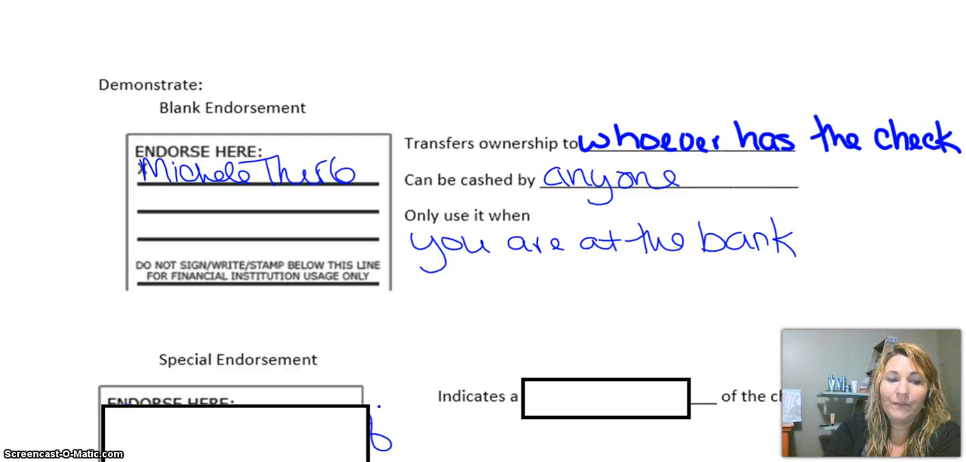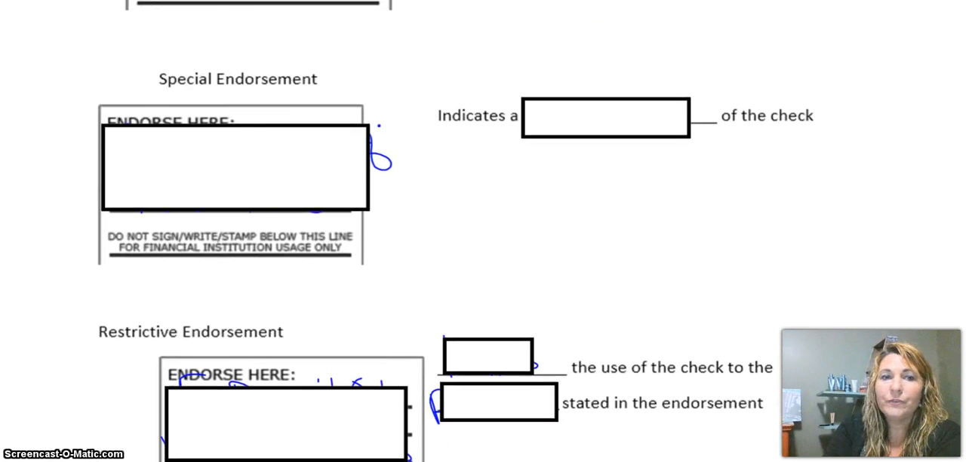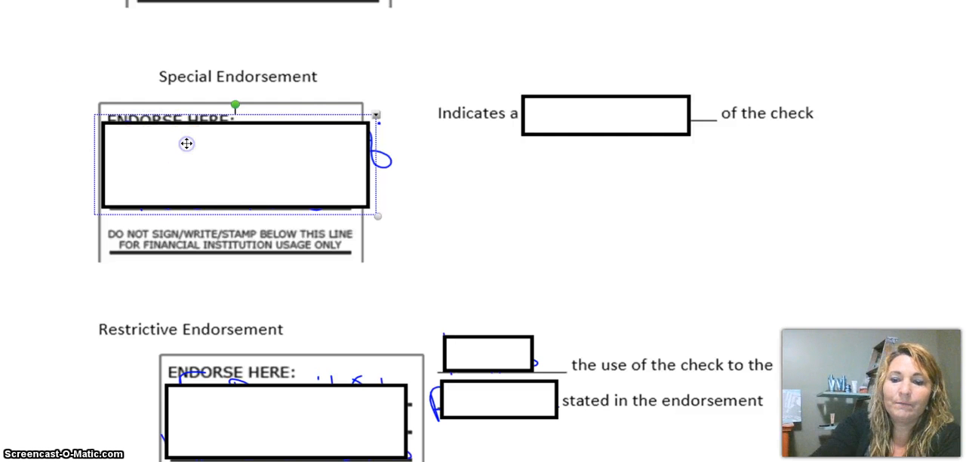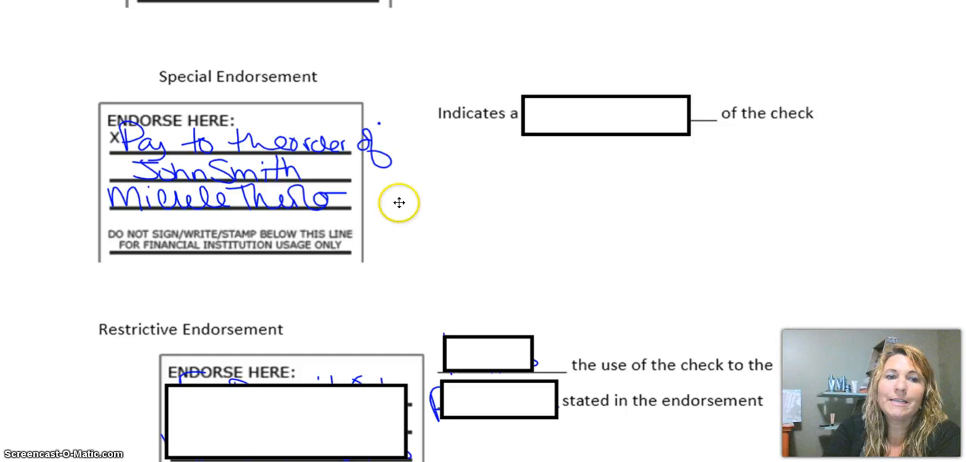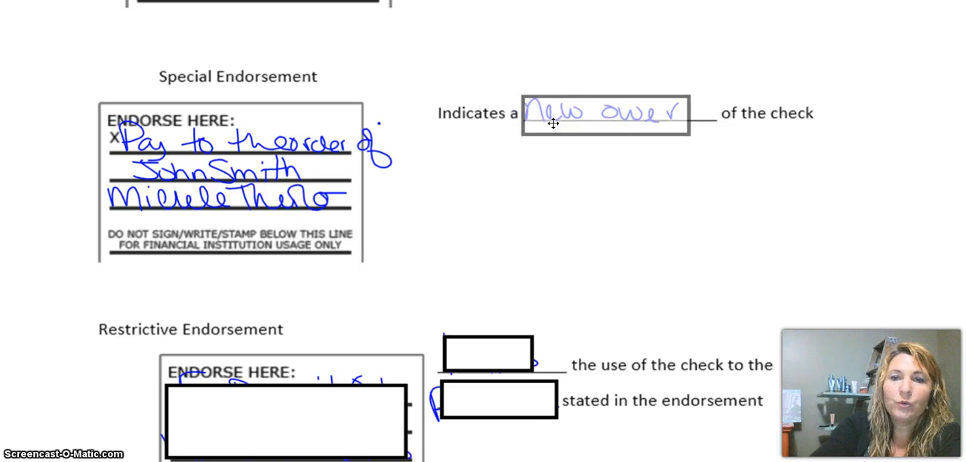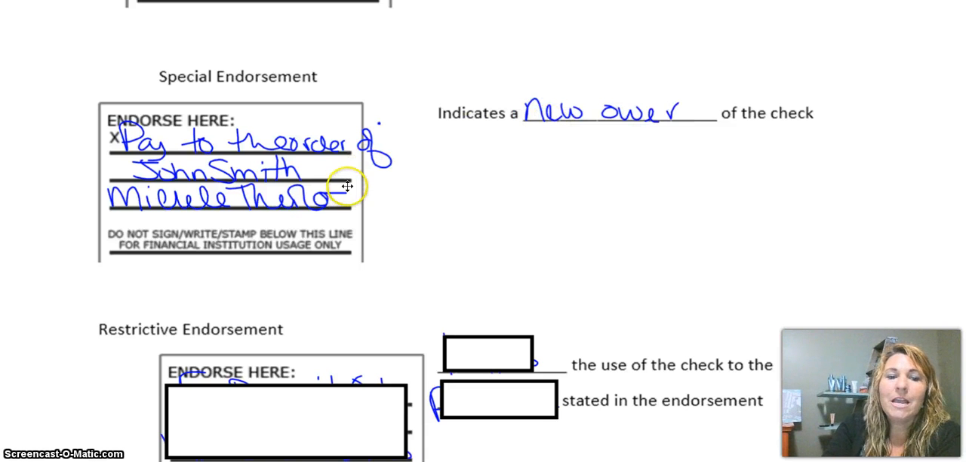So there are a couple other types of endorsements that are a little safer to use. The next is a special endorsement. A special endorsement looks like this. It says pay to the order of, then who you are giving the check to, and then your name. Now, the check was made to me, and so that's why I have signed it at the bottom. I want to give the check to John Smith so that John Smith can then cash the check. So a special endorsement indicates a new owner of the check. If John was to drop this check and lose it, and someone else picked it up, the only person that can cash it is John.